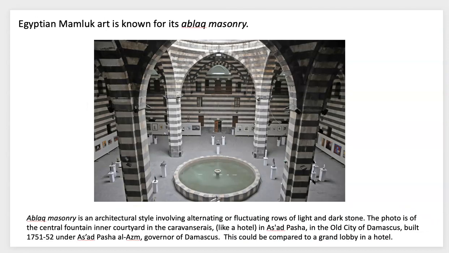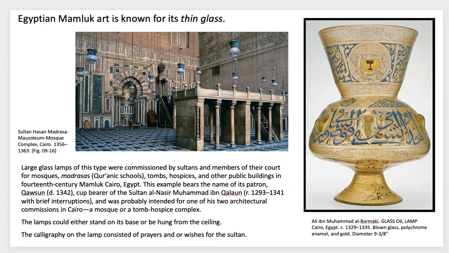So one of the things that's famous about the Egyptian Mamluk art is the way that they did their ablaq masonry, and it involves alternating these light and dark stones. And so again, it was to kind of show to the travelers how decadent and rich and skilled they were as a culture and a society. And so these spaces were very much a meeting place, almost like a grand hotel.